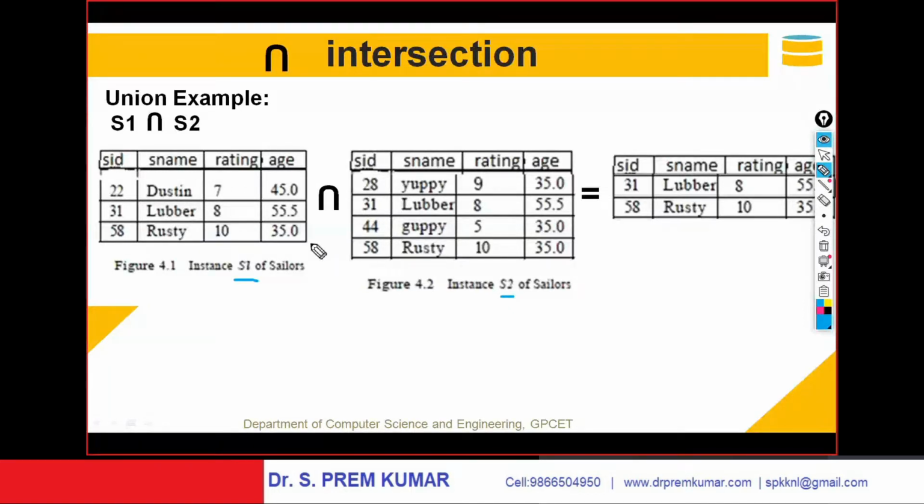If you observe here, Rusty and Rusty, these are the common values. Lubber and Lubber is a common value. That's all. So in result, you can observe, only the common values will be resultant. That is 31 Lubber and 58 Rusty. The common elements will be listed out with the help of intersection.